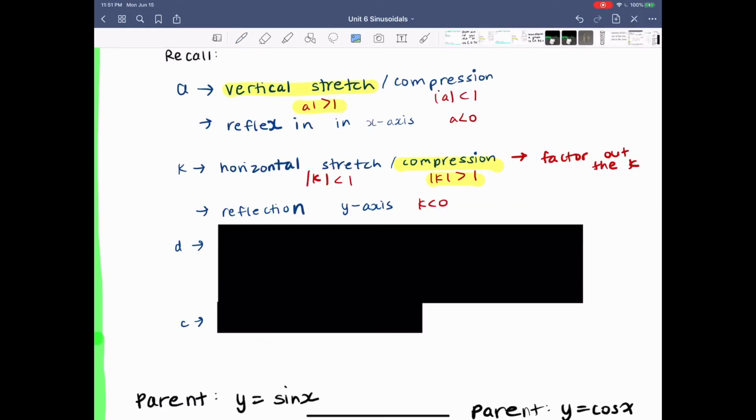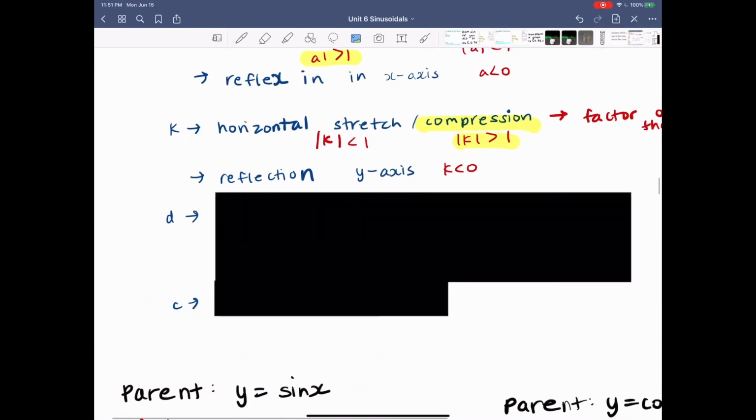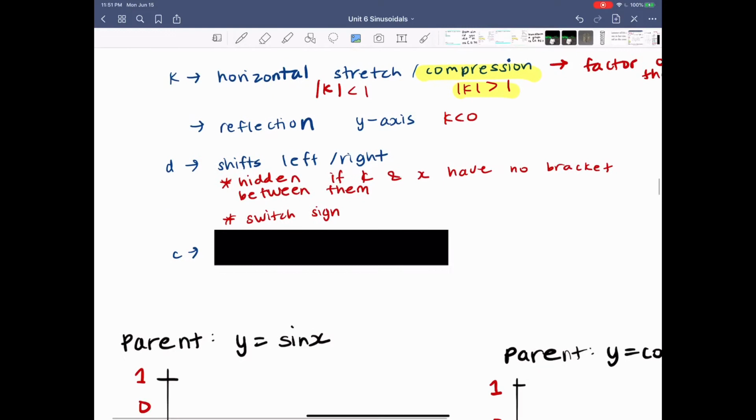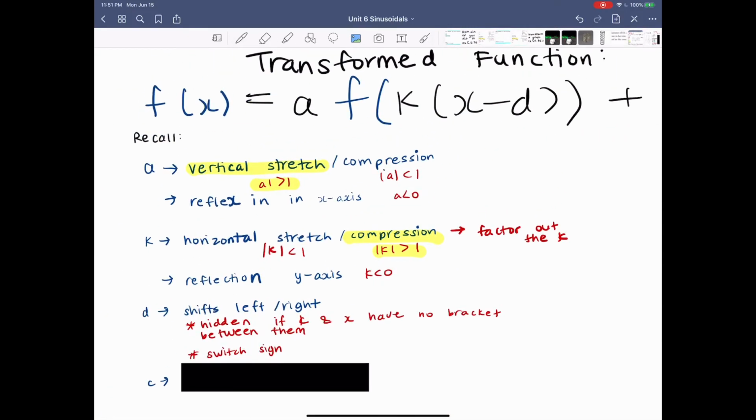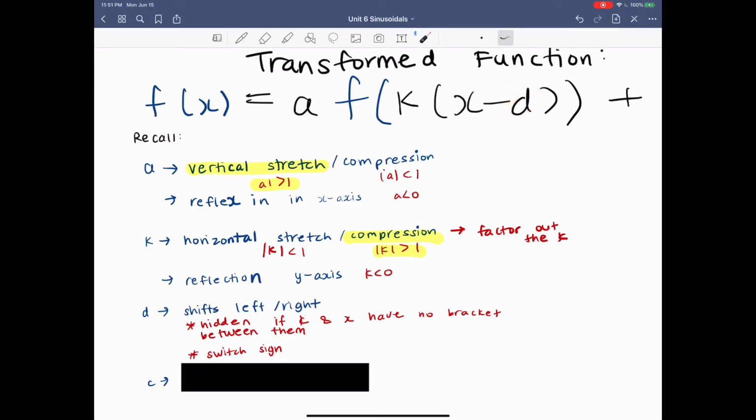For the D value, this is the shift left or right. So you have to make sure that the K is again factored out to be able to see that. And that's what I've written. And you got to make sure you're switching the sign. Meaning, if it says X minus 2, you're going to switch the sign and write D equals 2 when you see X minus 2, because there's already a negative within the equation, and so you're not going to grab that negative with it. You're simply going to grab that D. If it says X plus 2, well, the equation includes the positive, so then you're going to switch the sign and grab the opposite sign. In this case, you would write D equals negative 2.